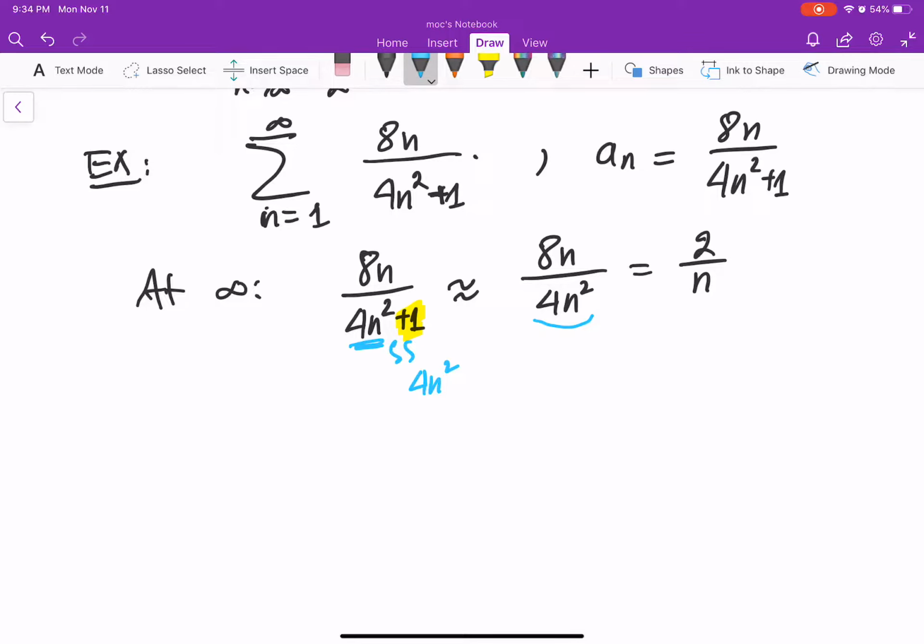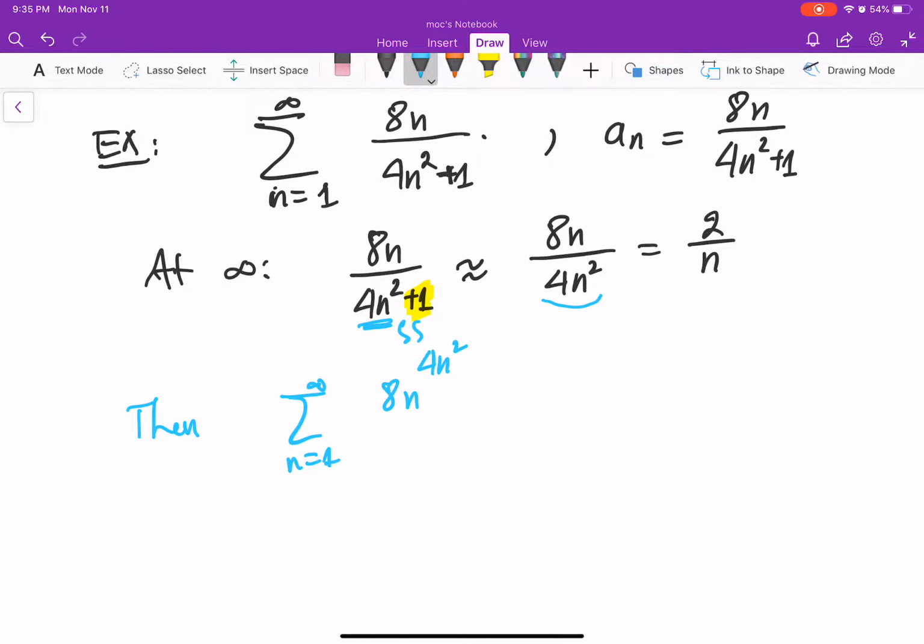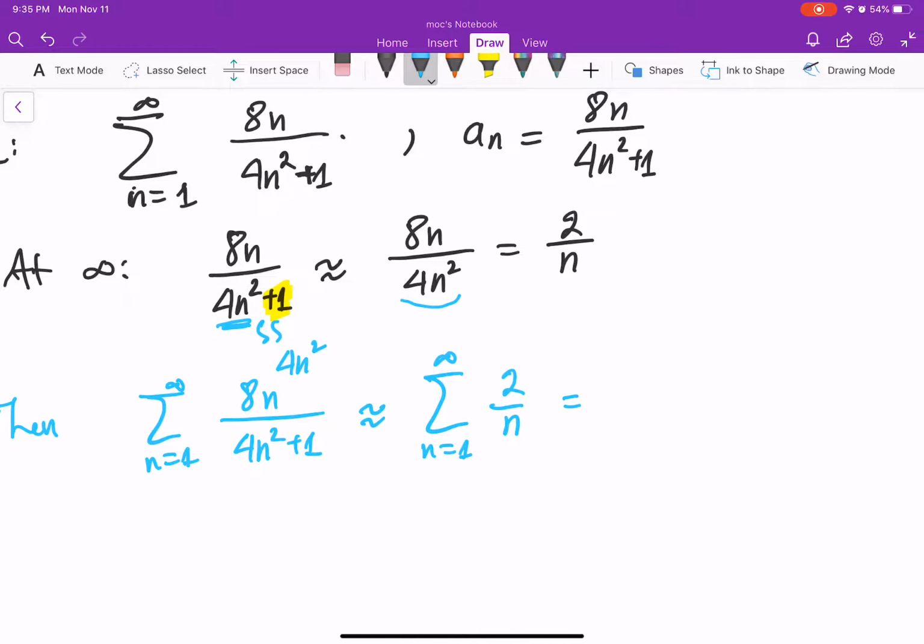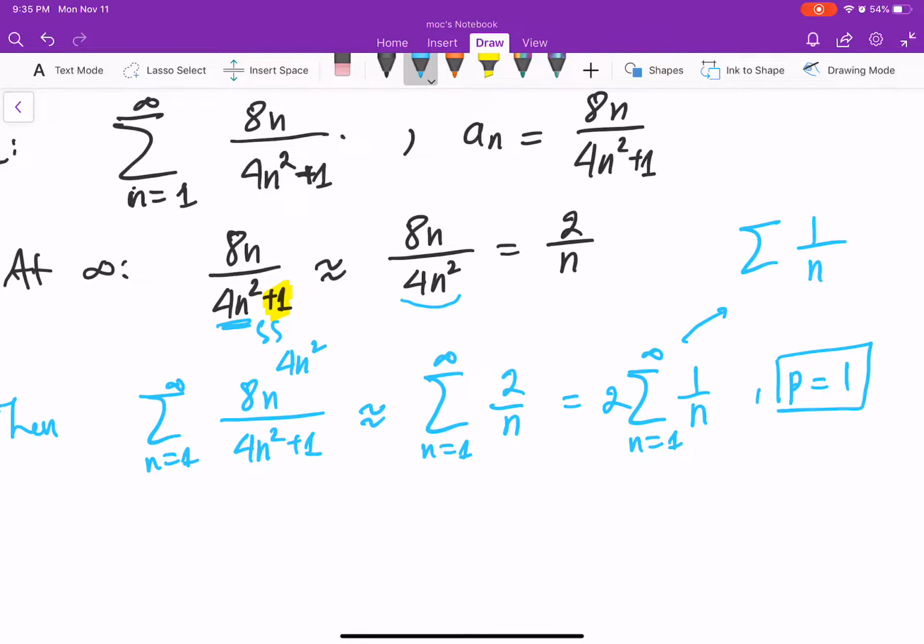And of course, we can say then, the series for n from 1 to infinity of 8n over 4n squared plus 1 is similar to the series for n from 1 to infinity of 2 over n. And this is the harmonic series, right? 2 times 1 over n. And I will say P in this case is 1, right? What is P? P is the power of the harmonic series. Okay, let me remind that. So the harmonic series looks like the sum of 1 over n to the P, n from 1 to infinity.